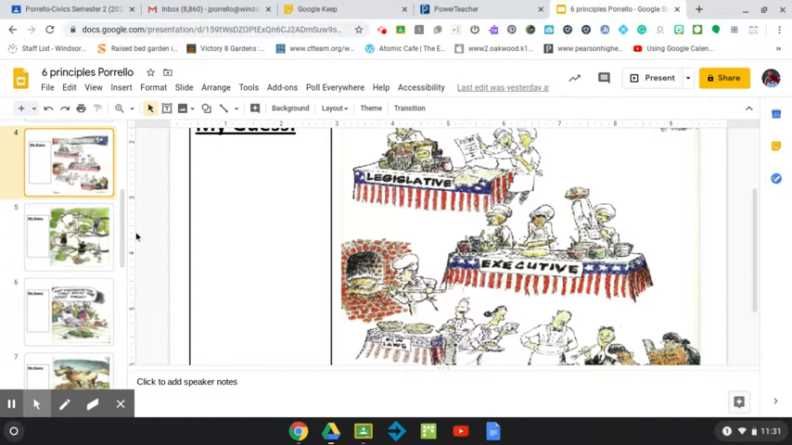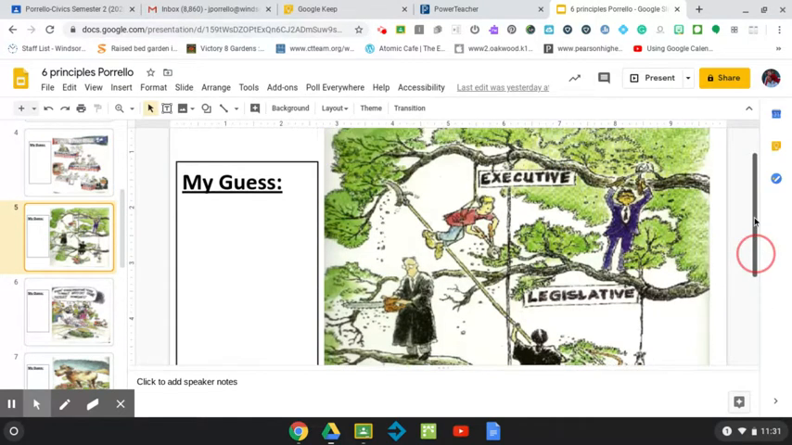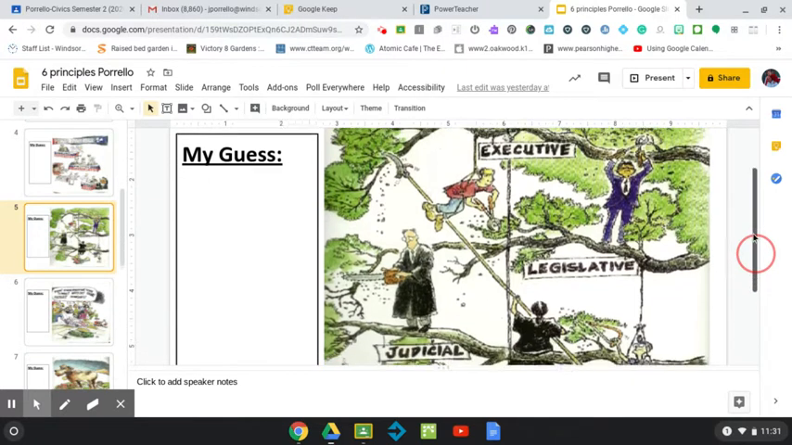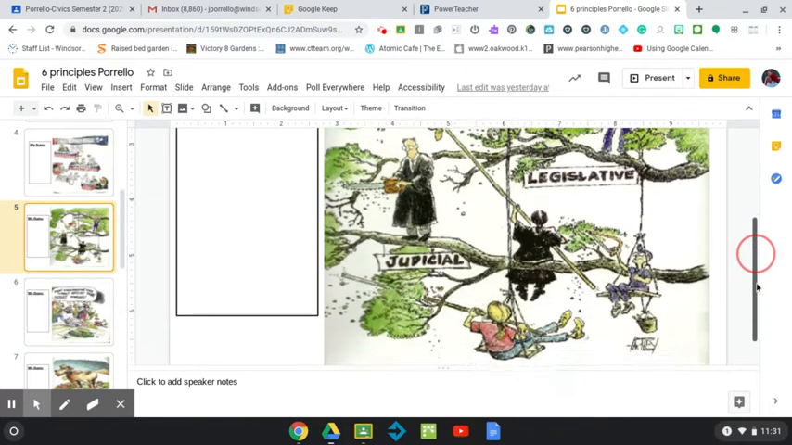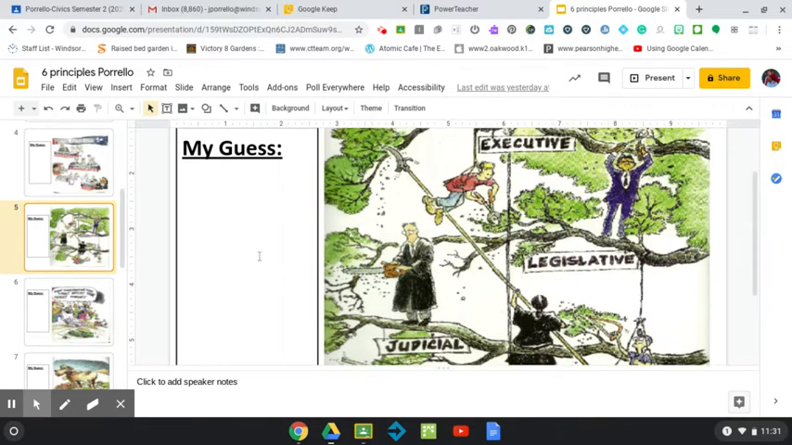Okay, moving right along, we have the three branches again, literally on tree branches, and each one is cutting the branch of the other. So that's kind of interesting. So be sure to write your observations and your analysis there.